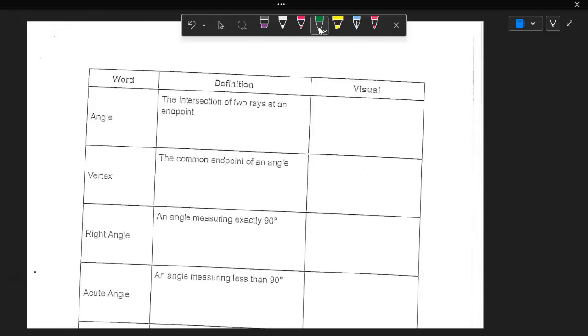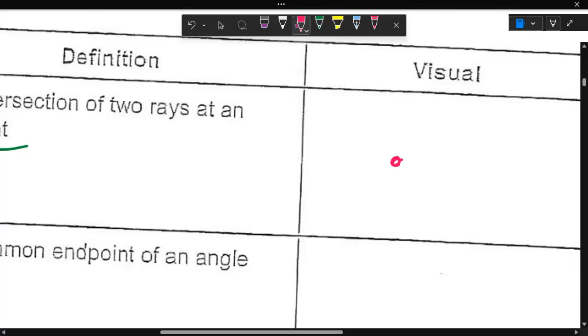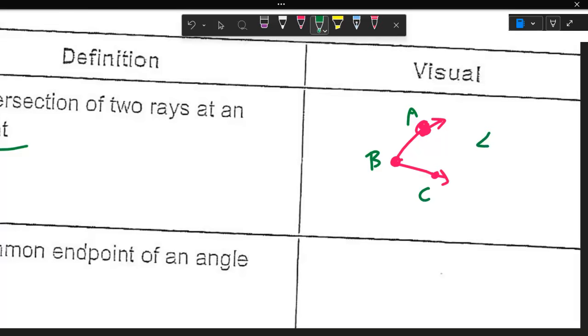Intersection. An angle is the intersection of 2 rays at an endpoint. So a visual for our angle is an endpoint. There we go. That doesn't look that great, but there's supposed to be a point right there. Okay, so we have A, B, C. And to verbalize this or to describe this by hand, we can say angle ABC, or we can call it angle B from that center vertex.